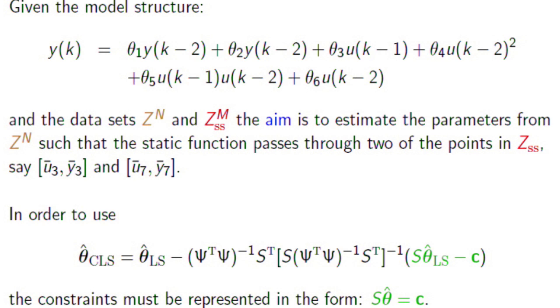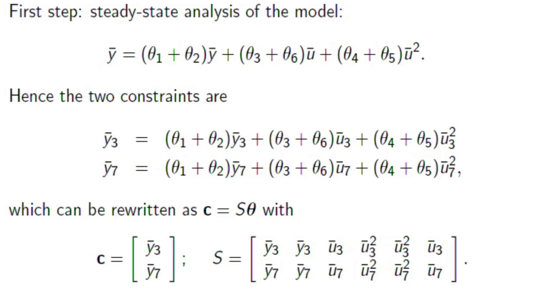Now, we're going to take as the steady state data only 2 points from the entire curve. For instance, 0.3 and 0.7. And I still want to use this closed form solution. So that means that I must be able to write the constraints in this way. Now this is quite immediate, as you would see. The steady state analysis of the model is this. So I have 2 terms that belong to the Y cluster, 2 terms that belong to the U cluster, and 2 terms that belong to the U squared cluster.